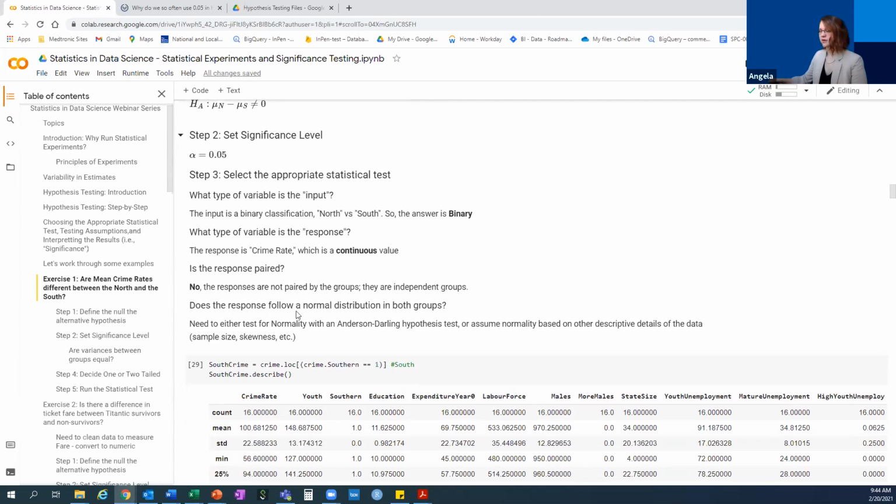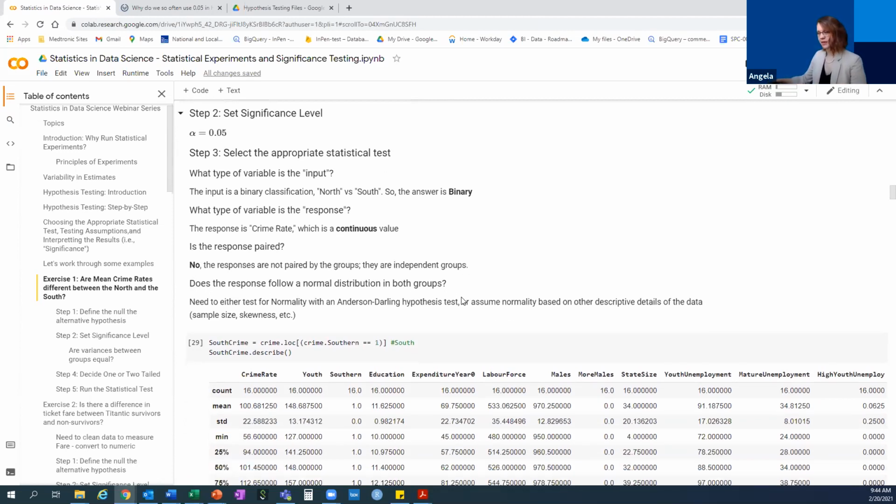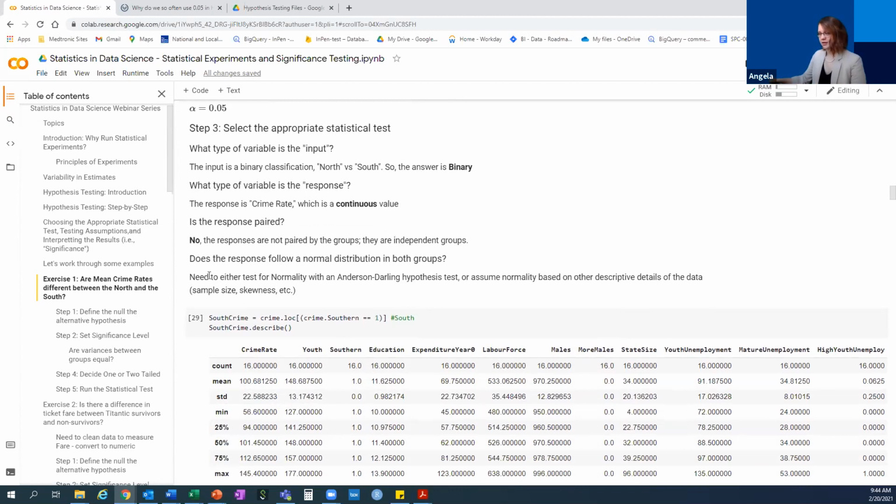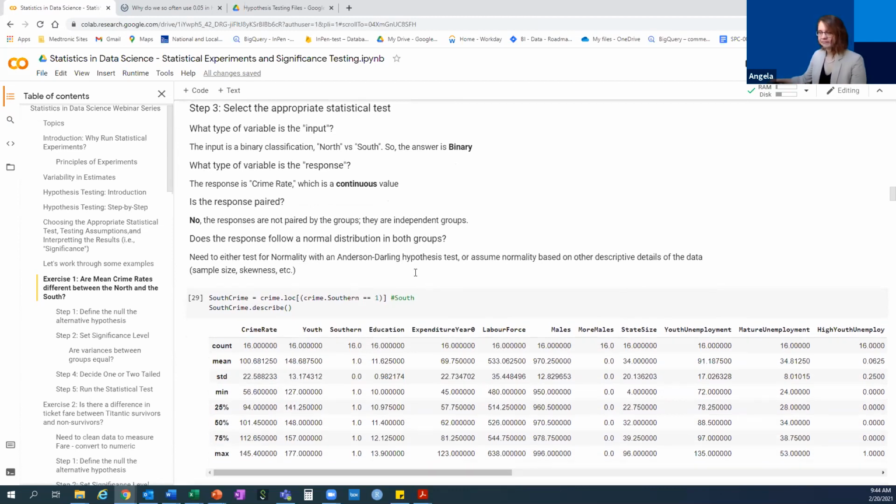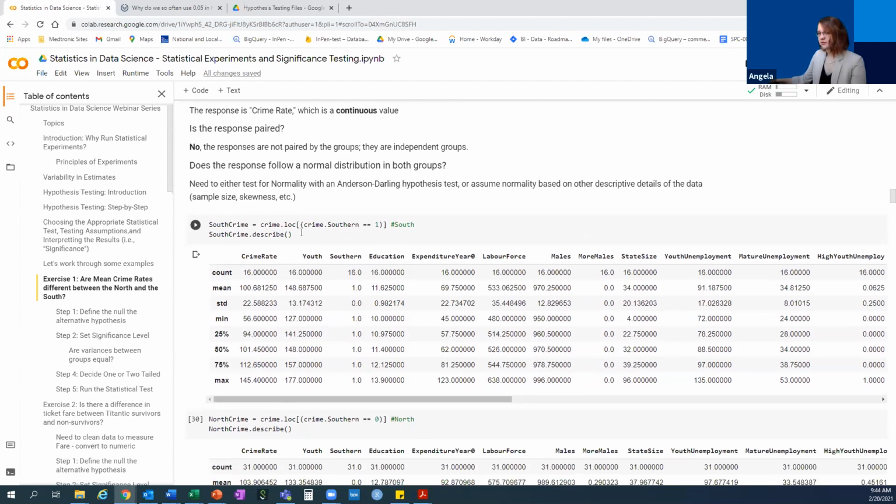And then finally, does the response follow a normal distribution in both groups? So let's take a look at this. We may need to test for normality, or we might be able to assume normality based on looking a little deeper at the data. So the first step that I often use is to just describe the data. Build out your basic descriptive statistics and take a look, and I'll explain how to interpret this.